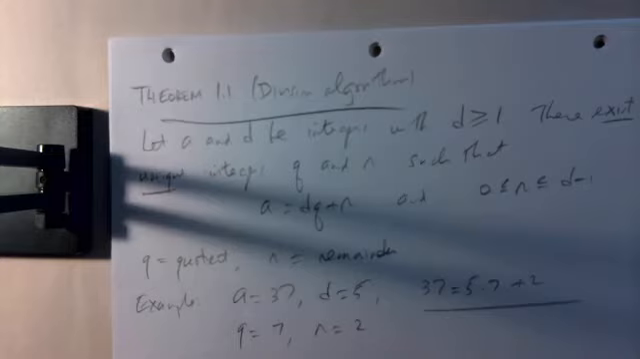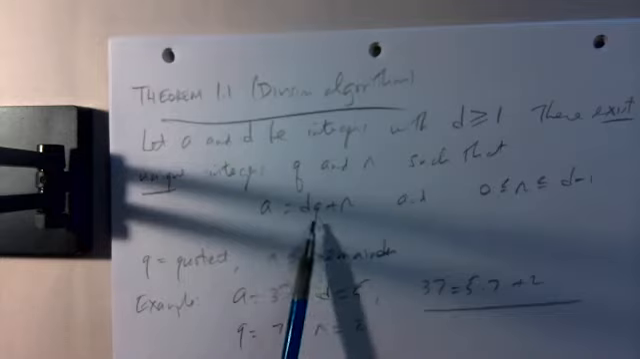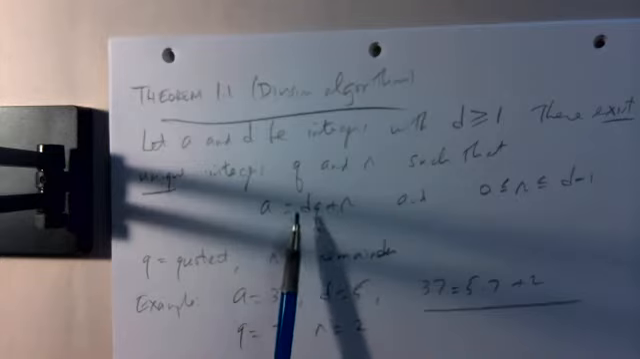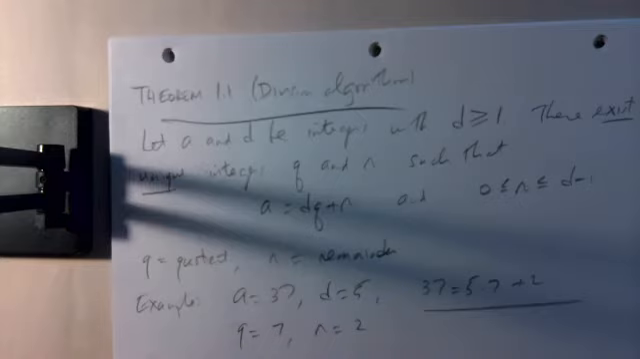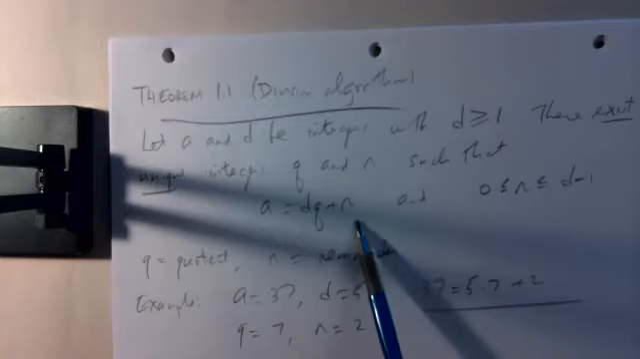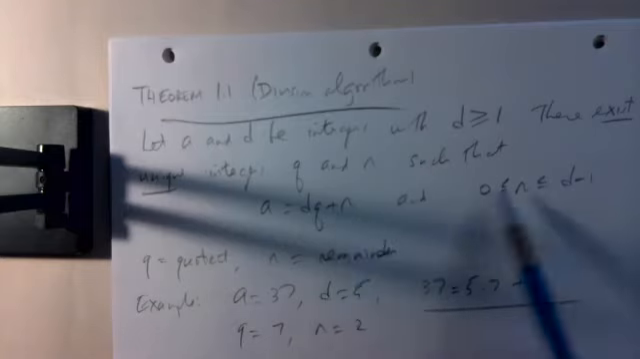So is it clear what the division algorithm says? I'm going to prove it. The proof says you can always represent numbers A and D in this form if D is positive, where the quotient and the remainder are unique. So we have existence. There exist Q and R that satisfy this equation and this inequality. And there's a unique pair of numbers, Q and R, that does that. Okay.